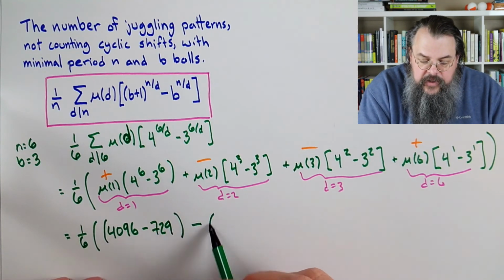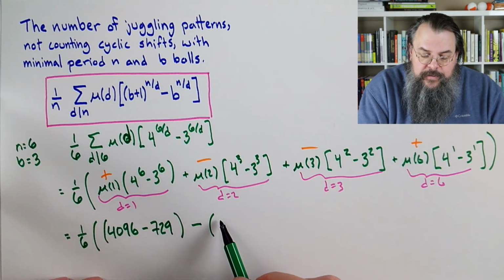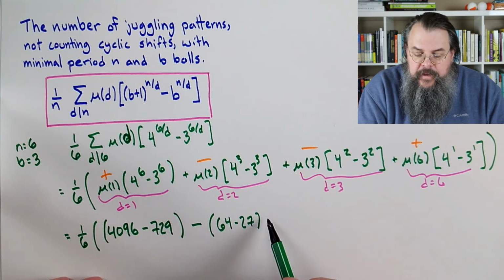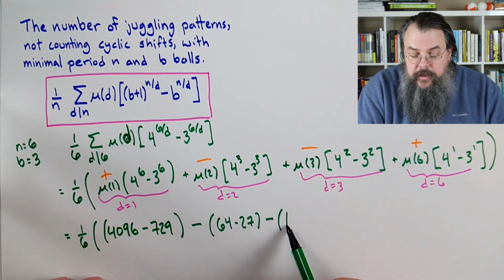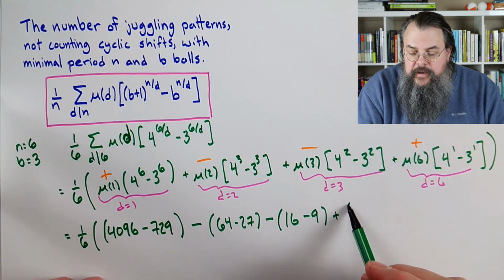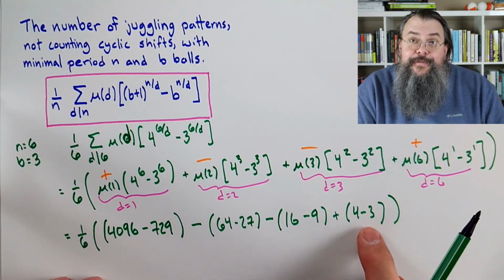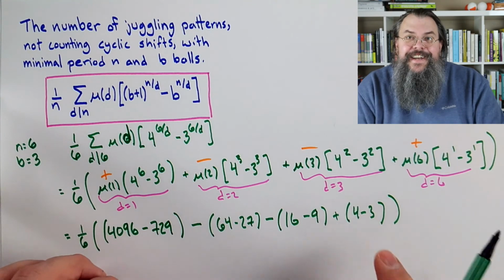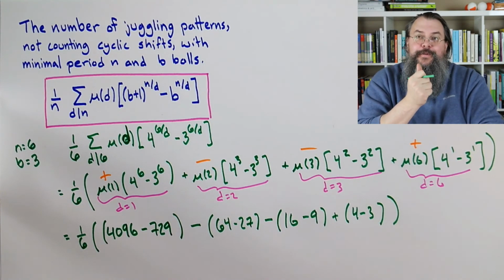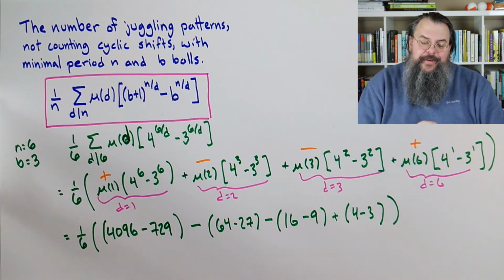Okay, subtract. Okay, now we're getting to numbers that are a little bit easier for us to work with. 4 cubed, 64. 3 cubed, 27. Subtract. 4 squared, a lot easier to work with. 16. 3 squared, 9. Add, and 4 minus 3. By the way, do you see what this is? This is 1. It should be a pattern of period 1 that involves 3 balls, which is 3. So this pattern is easy to say what it is.